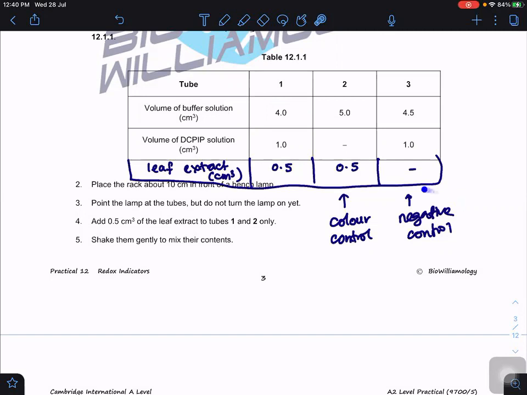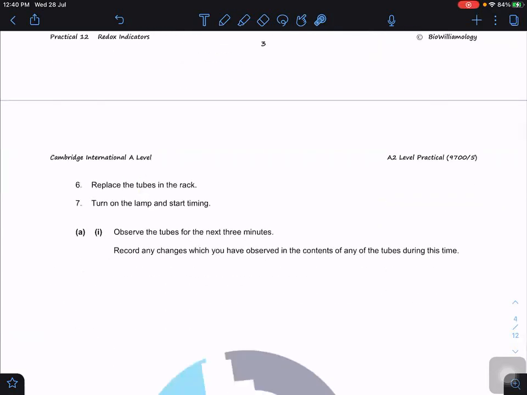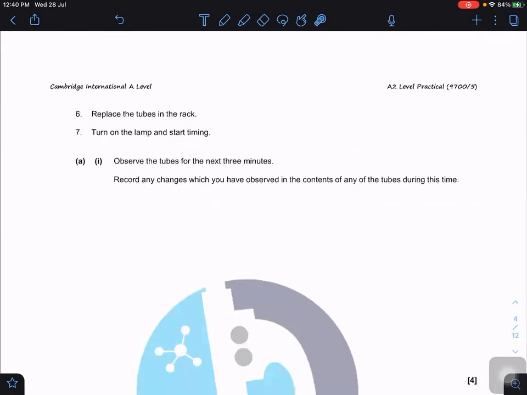So total we get back 5.5. Okay, we shake them, generally mix their contents, replace the tube on the right and turn on the lamp and start timing. So you time for 3 minutes. Record any change we will have observed in the contents of any tube during the times.